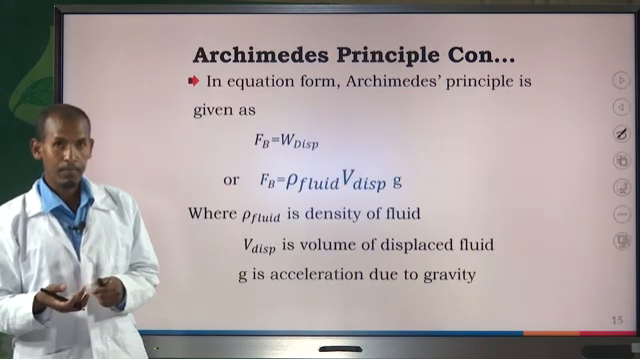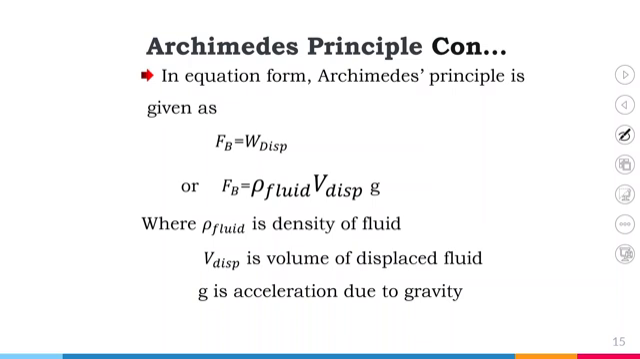Archimedes principle can be expressed in mathematical form. The first one, in equation form: Archimedes principle is given as the buoyant force Fb is equal to the weight of the displaced fluid. When an object is partially or wholly immersed in a fluid, there is fluid that is displaced due to the insertion of this object. That force is equal to the weight of the displaced fluid.